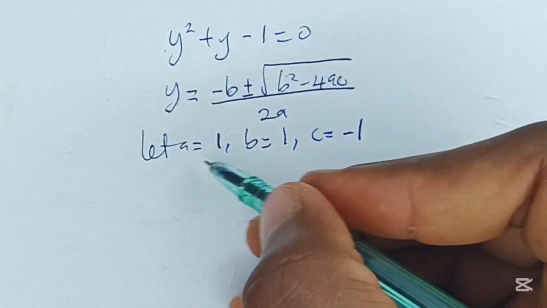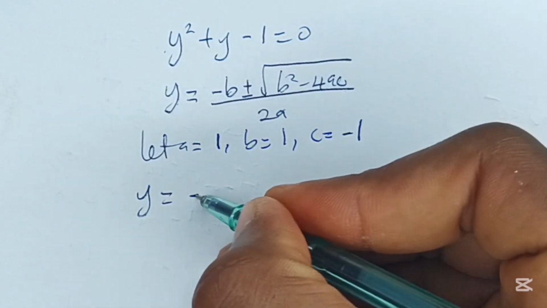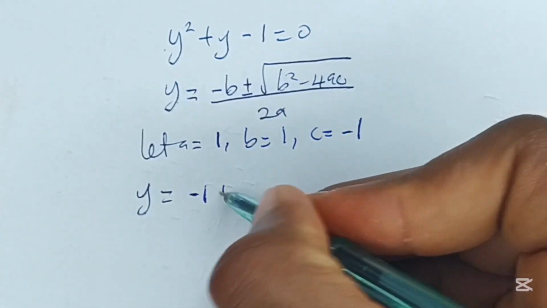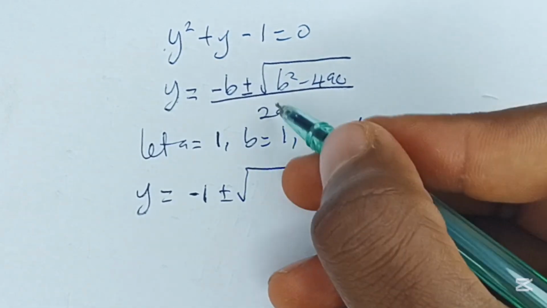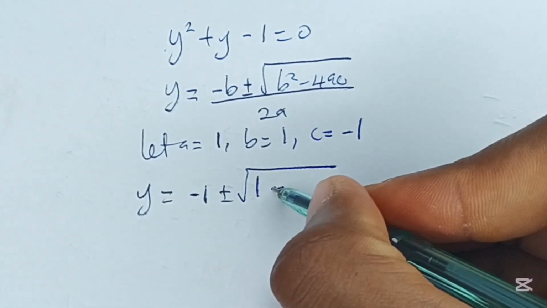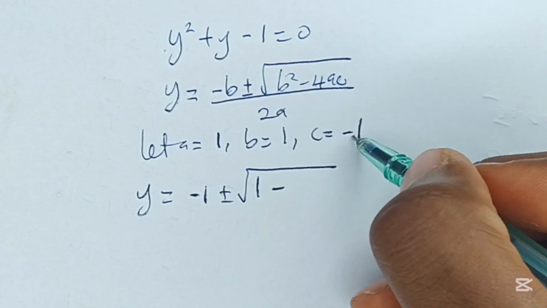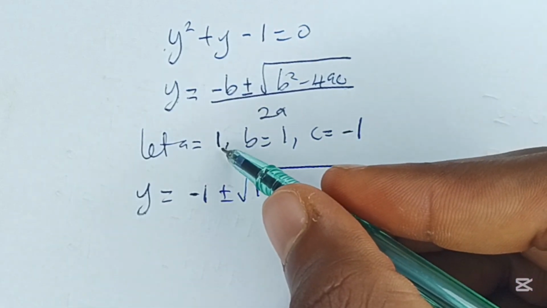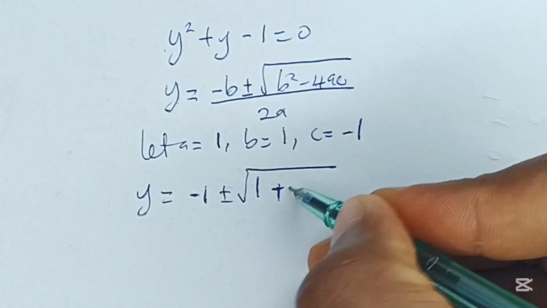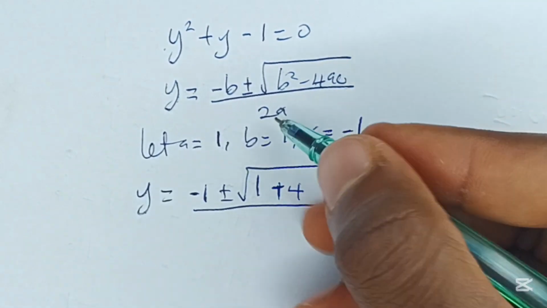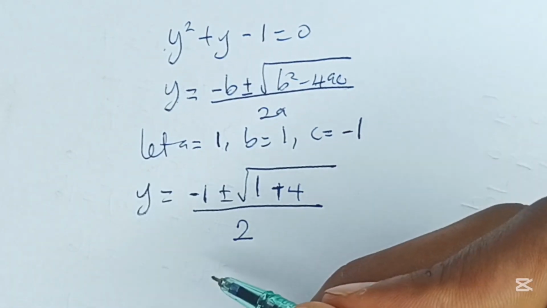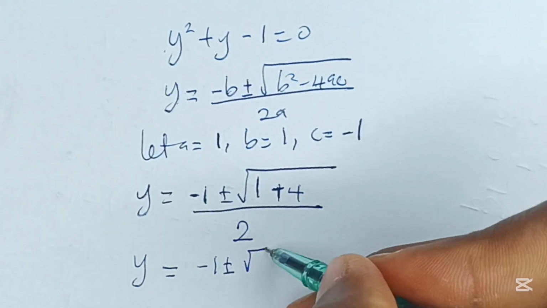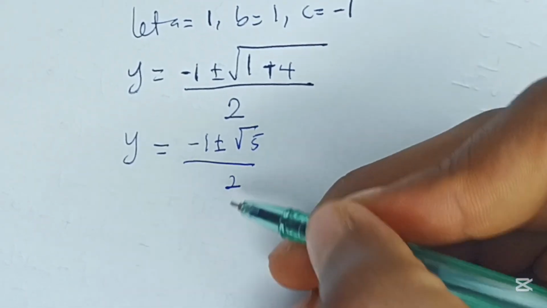Right? Now we have y to be equal to minus b, which is 1, so we have minus 1 plus or minus square root of b squared, which is 1 squared, which is 1, minus 4 times a times c, which is minus times 1 is minus 1, times minus 4 is plus 4, all over 2a, which is 2 times 1, which is 2. Alright? We have that y will now be equal to minus 1 plus or minus root 5 over 2.